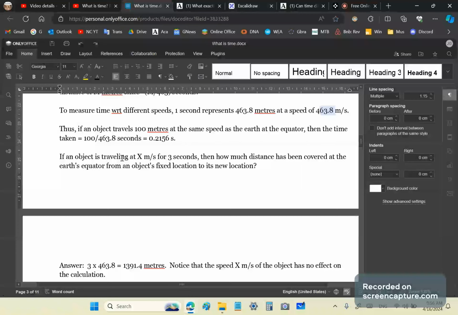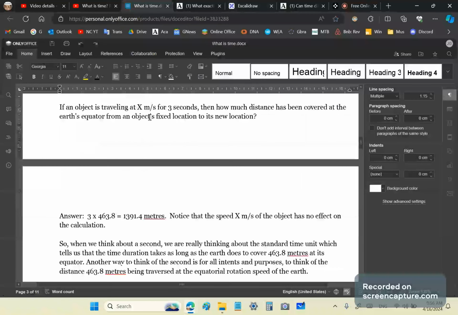Now, if an object is traveling at x meters per second for 3 seconds, then how much distance has been covered at the Earth's equator from an object's fixed location to its new location? And the answer is pretty easy, isn't it? It's simply 3 times 463.8. We don't even care about x, because all we need to worry about is the fact that 1 second is equal to 463 meters. So notice that the speed x meters per second of the object has no effect on the calculation.